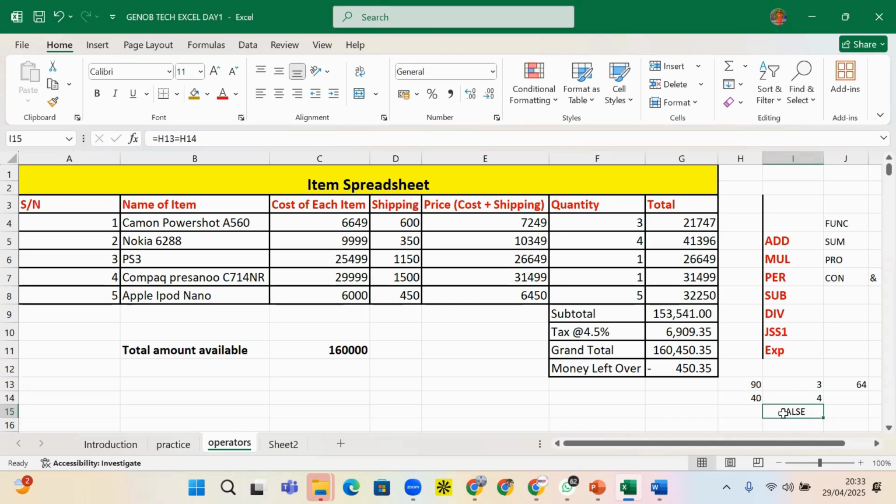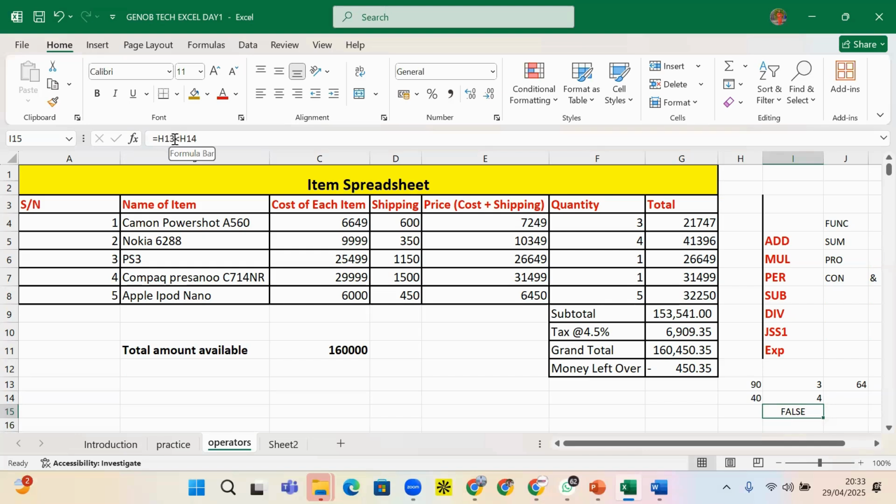I want to also compare another thing. Let me say, is 90 greater than 40? 90, which is H13, is greater than 40, which is H14. Is it true? It is true. 90 is greater than 40. So let me check: is 90 less than 40? I use the less than sign. It is false. 90 can never be less than 40. But 40 is less than 90, right?